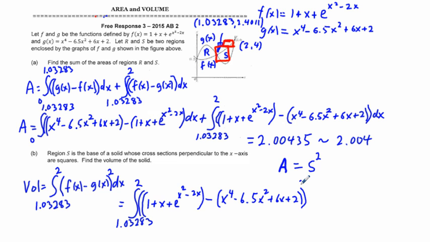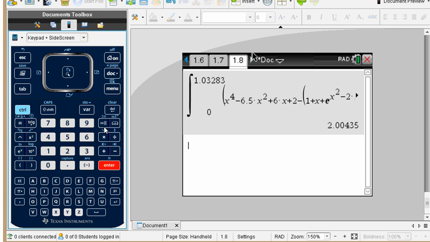So again, we go back to our calculator and we get our integral symbol the same way, the hotkey Shift plus. So we're going to go from 1.03283 to 2.